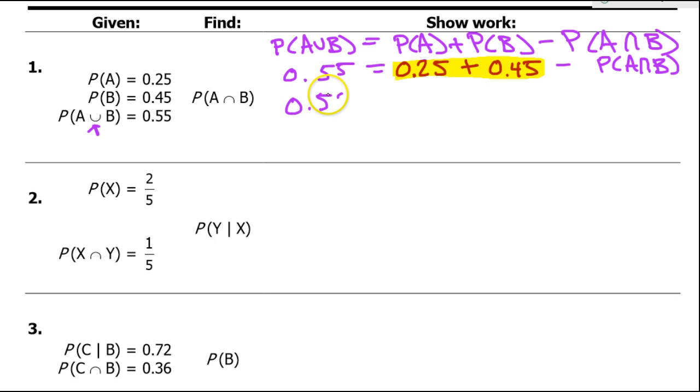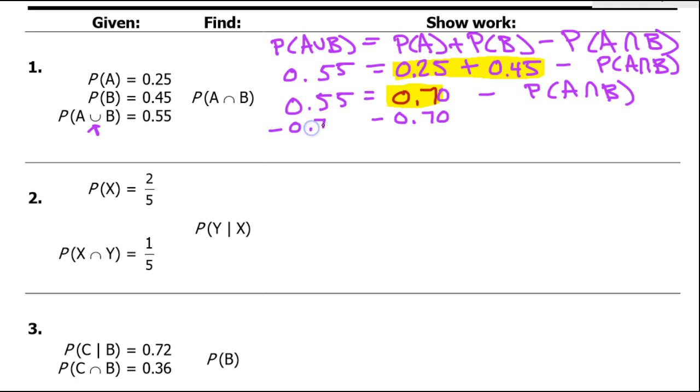I will bring down the 0.55, but combining these two, that's going to be 0.7. And then I will bring down the minus probability of A and B. Now, to get the probability part by itself, I need to subtract this from both sides. I'm going to call it 0.70 because that's probably what you were thinking. So I'm going to subtract 0.70 from both sides. So this is going to give me negative 0.15. And then I will bring down this negative probability of A and B.